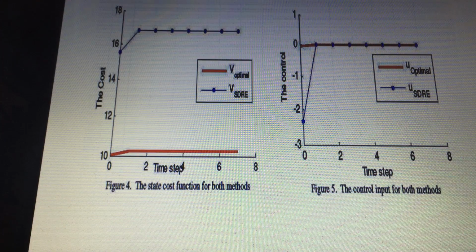And then the graph on the left will show you the cost for the two methods. As we can see, the cost we found using the HDP is much lower than the other one.